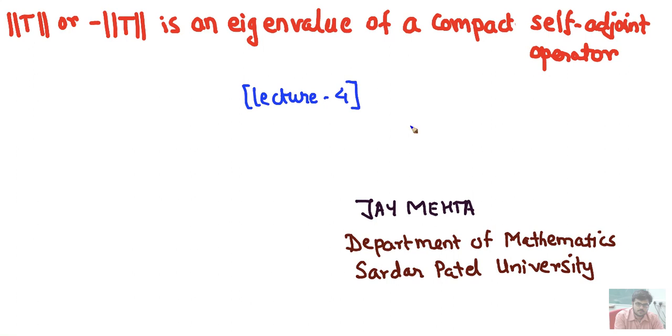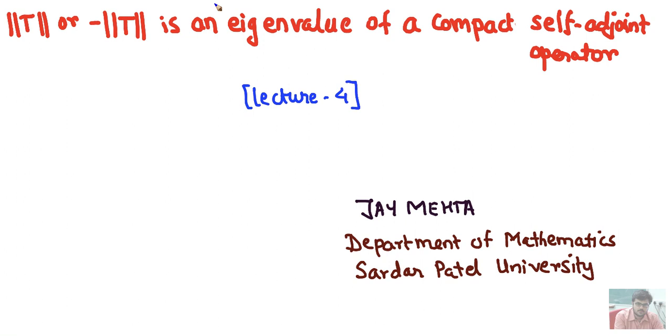So, hello again. Welcome to the fourth lecture in the series of lectures on Hilbert-Schmidt operators. Today we are going to see that norm T or minus norm T is an eigenvalue of a compact self-adjoint operator.